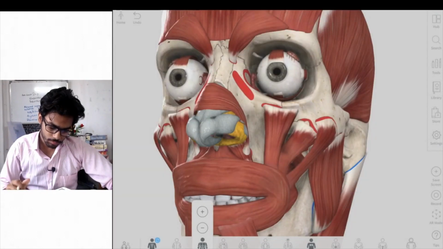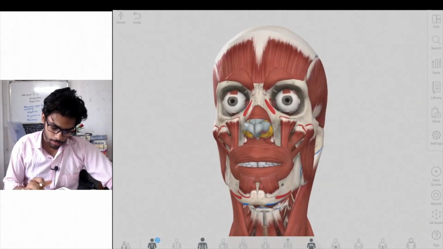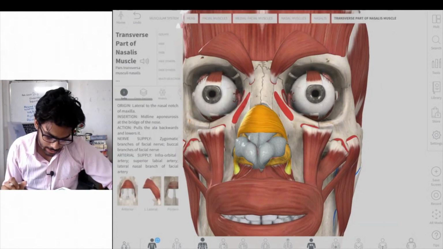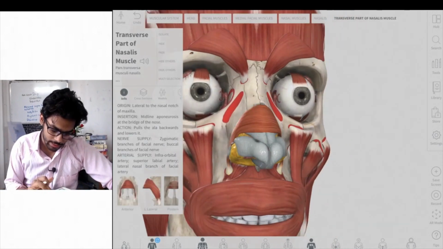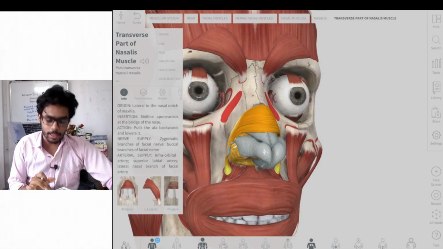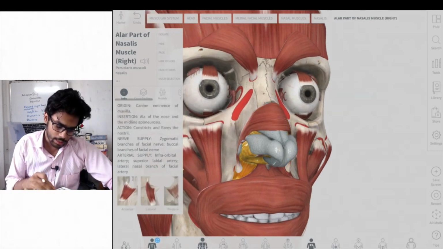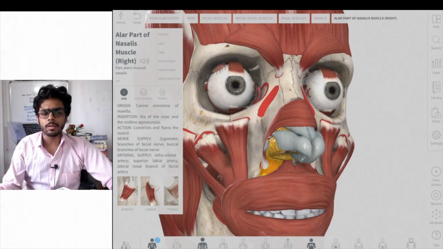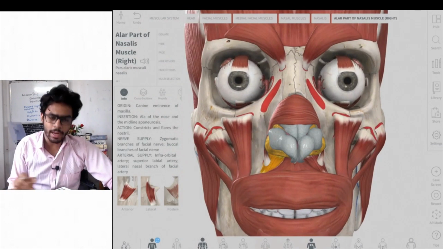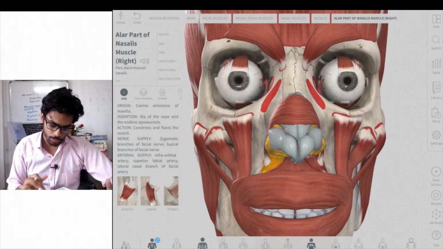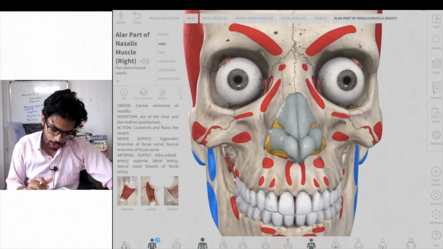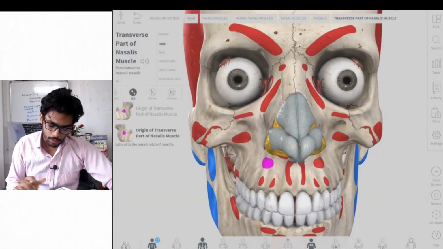Am I clear? Now we have some other set of muscles, like the nasalis muscle. Can you see this muscle? This is the nasalis muscle. We have two nasalis muscles, this one and this other one. What is the function of the nasalis muscle? It just borders the nasal notch. Let me remove these muscles and show you the point. Can you see the two points? This is the point of origin of the nasalis muscle.